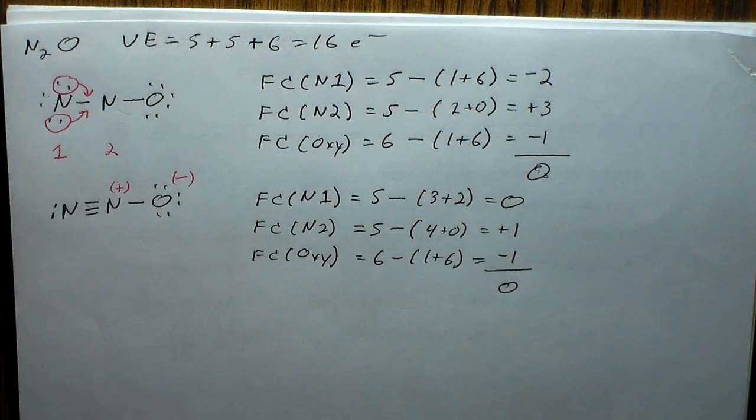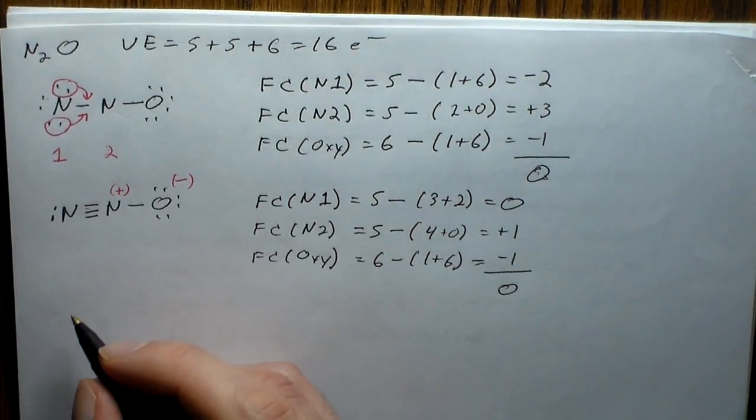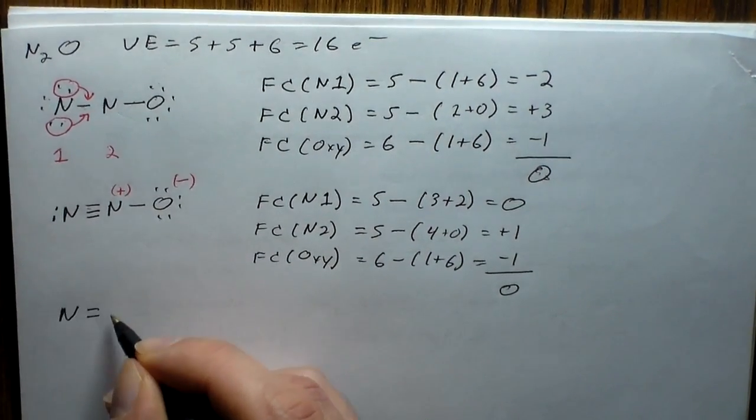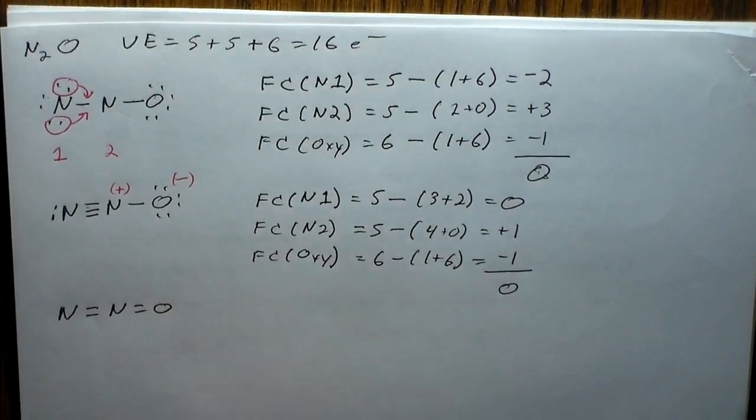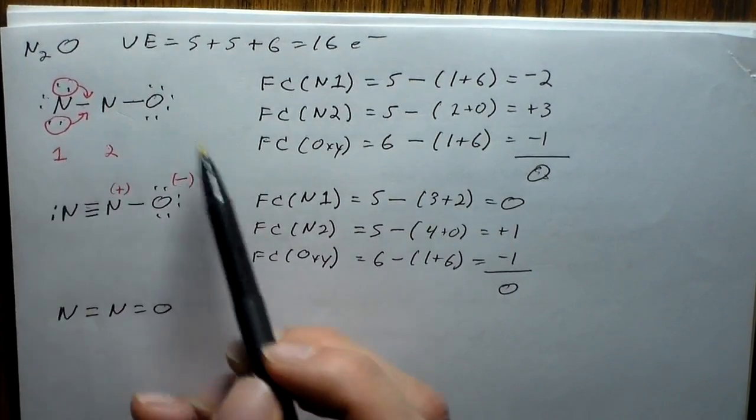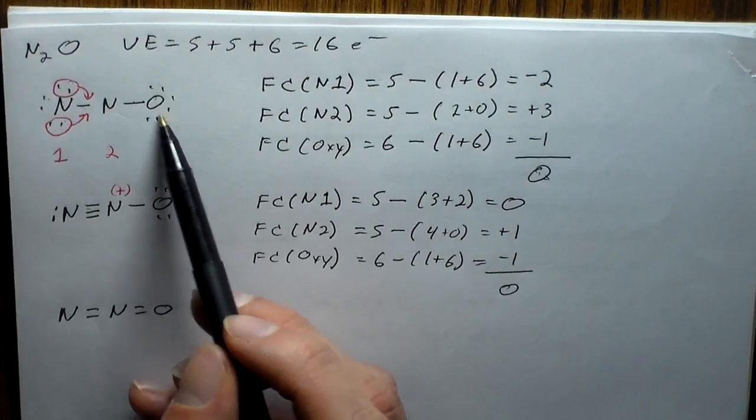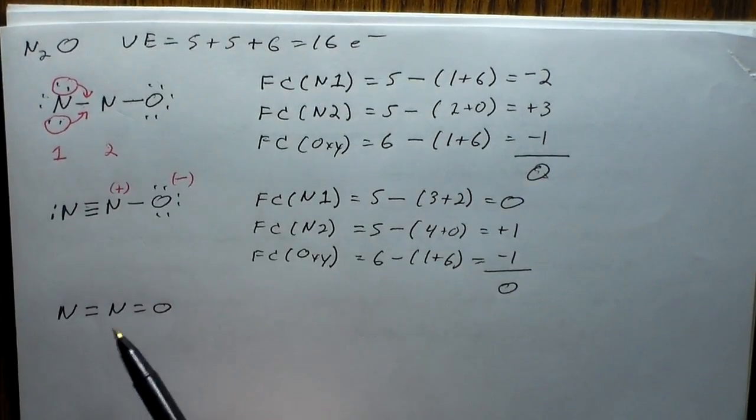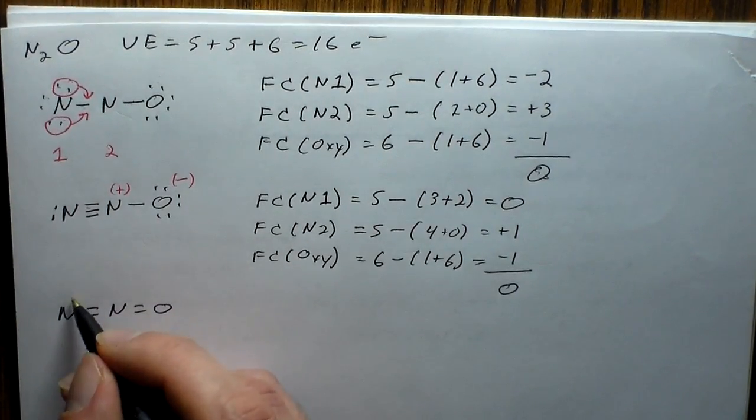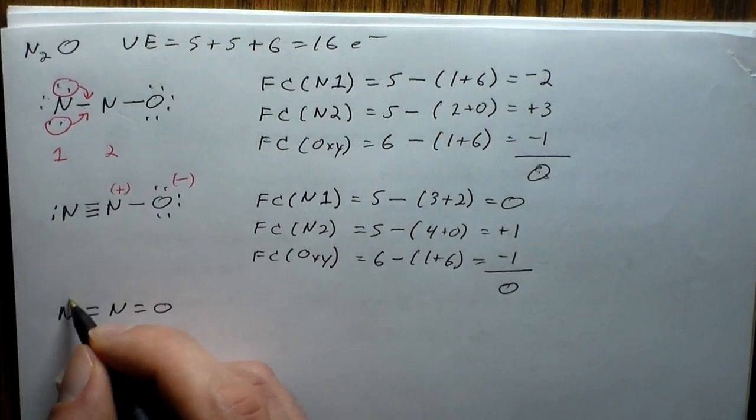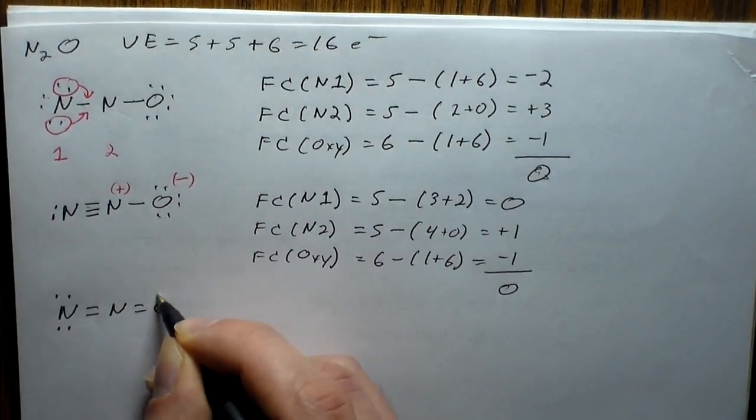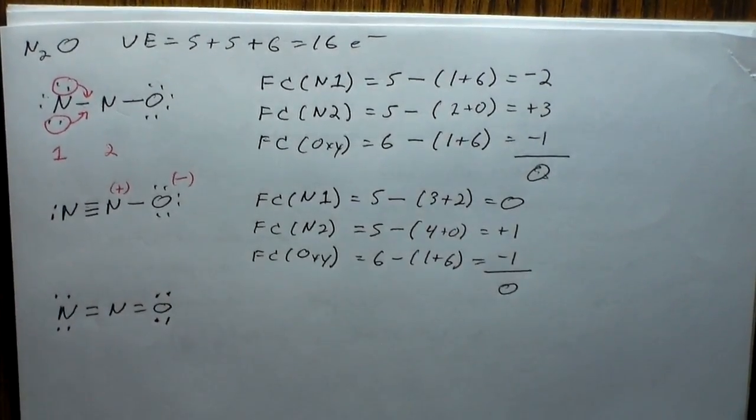Now there's actually another possibility that we could have tried. We could have had it like this, with a double bond between the nitrogen and the oxygen. So instead of moving 2 of these pairs over, I might have moved 1 of these pairs and then 1 of these pairs over here. And then we could go like so. So that'd be 1, 2, 3, 4, 5, 6, 7, 8, 9, 10, 11, 12, 13, 14, 15, 16.